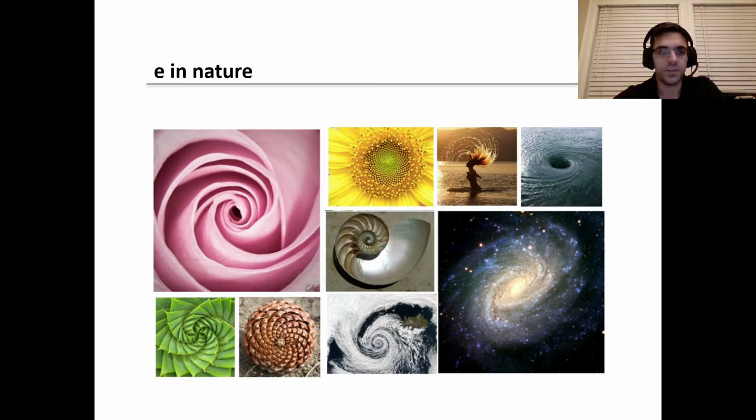Okay, so E shows up in nature all over the place. If you look at all these pictures, we've got different kinds of things that are organic: flowers, shells, the way water moves, galaxies, hurricanes. They all have this spiral in common. Probably the hardest one to see is the sunflower, but if you look closely at the seeds of the sunflower, you can see the spiral shape.